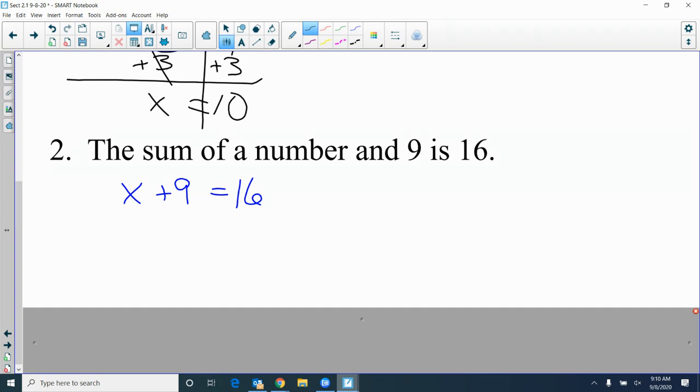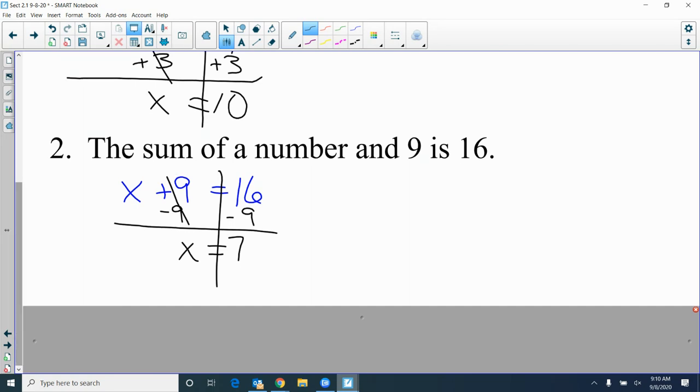How do I solve that, Christian? Put a line through the equal sign, minus 9 on each side. 16 minus 9 is? 7. Okay, 7. Very good. So essentially, like Mr. Diaz was saying earlier when we're checking stuff, what this says is the sum of 7 and 9 is 16.